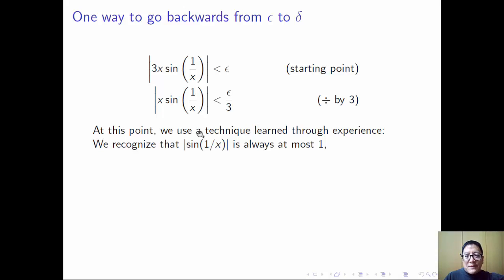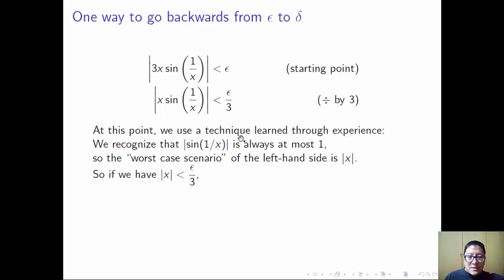We recognize that the absolute value of sine of 1 over x, well, whatever that junk is, this is really something you can't control, but the point is it doesn't get very big. It's the sine of something, and so its absolute value can be at most 1. So the worst case scenario of the left-hand side, the biggest the left-hand side can become, is the absolute value of x. So basically, this is just distracting nonsense from the fact that what you have on the left-hand side is the absolute value of x.